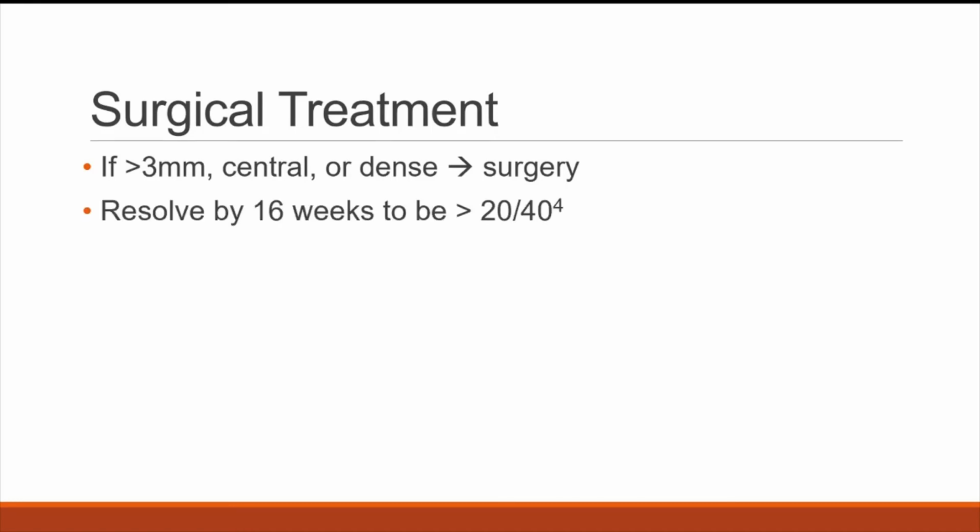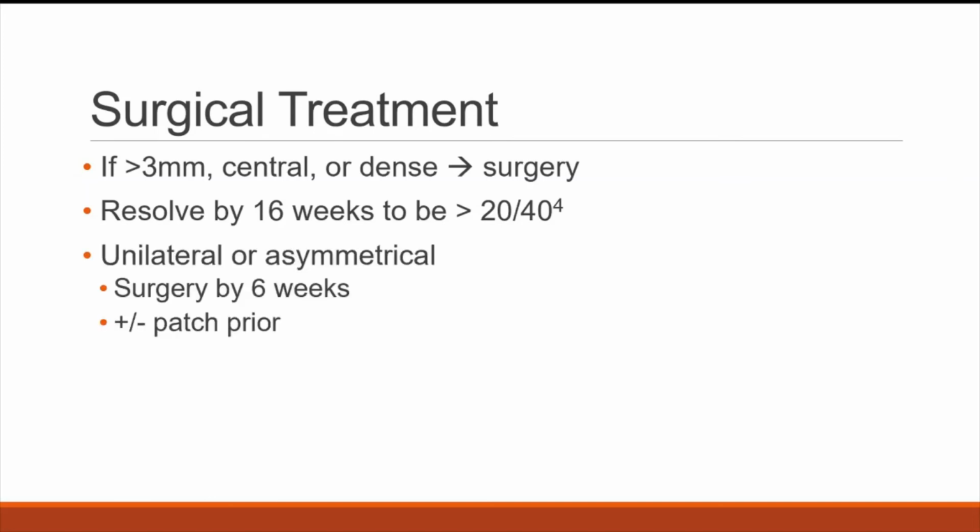More often, surgical treatment is needed for pediatric cataracts. Surgery is indicated if the cataract is greater than 3 millimeters, if it is in a central location, or if it is dense. Cataracts with these qualities must be treated by 16 weeks of age in order to attain visual acuity greater than 20/40. For unilateral or asymmetrical bilateral cataracts, surgery should be done by 6 weeks of age. You can use patching prior to surgery.